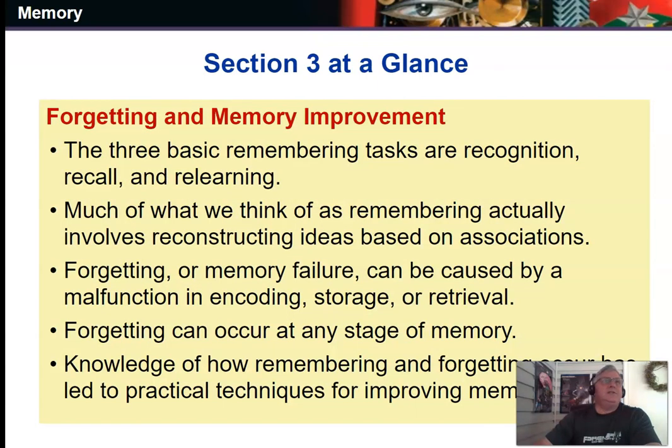Section 3, at a glance: forgetting and memory improvement. The 3 basic remembering tasks are recognition, recall, and relearning. Much of what we think of as remembering actually involves restructuring ideas based on associations. Forgetting or memory failure can be caused by malfunction in encoding, storage, or retrieval. Forgetting can occur at any stage of memory. Knowledge of how remembering and forgetting occur has led to practical techniques for improving memory.